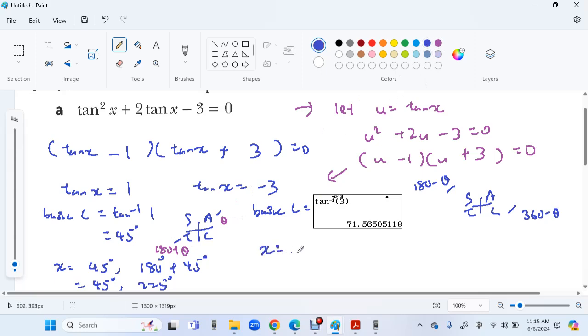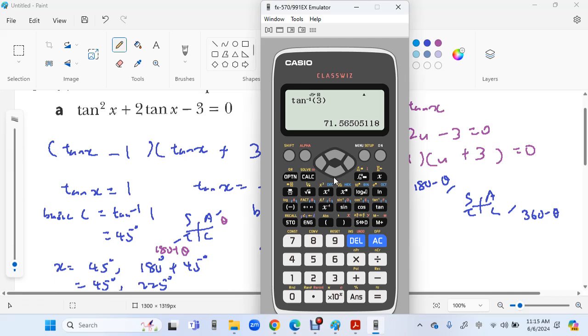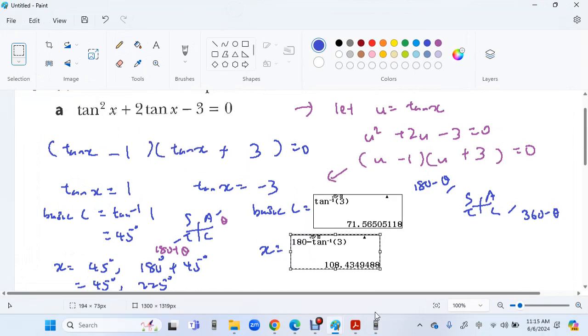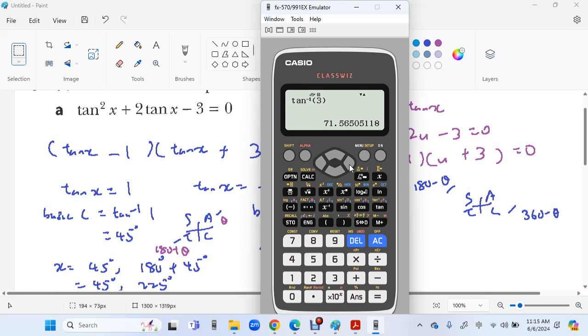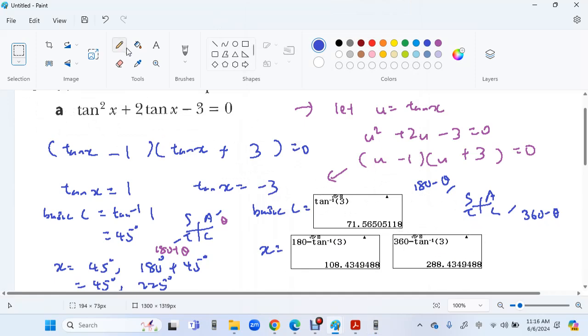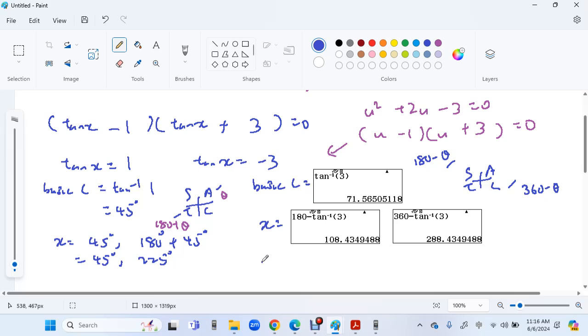So x here will be 180 minus theta, and then we have 360 minus theta. Okay, so we combine all together. So x will be 45 degrees, 108.4 degrees, 225 degrees, and 288.4 degrees.